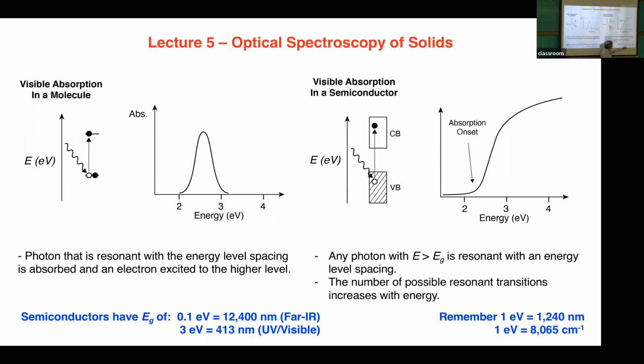I always like to sort of put these up here. Remember, 1 electron volt is 1240 nanometers, 8,000 wave numbers. Depending upon whether you're watching a physicist or a chemist talk, it's different units.